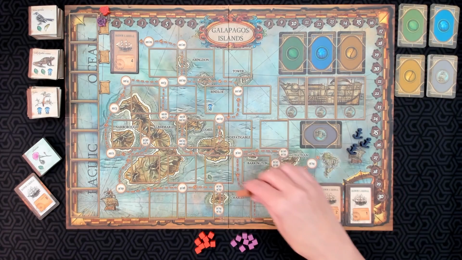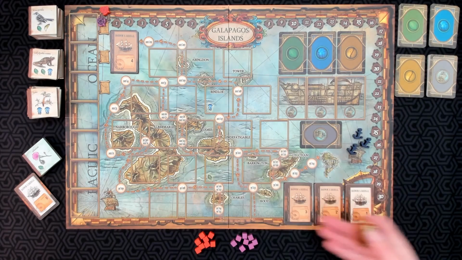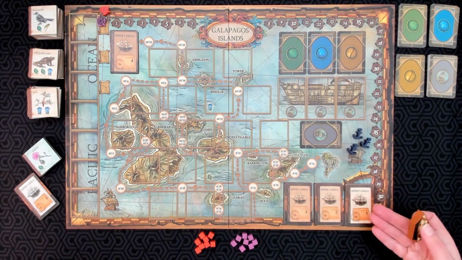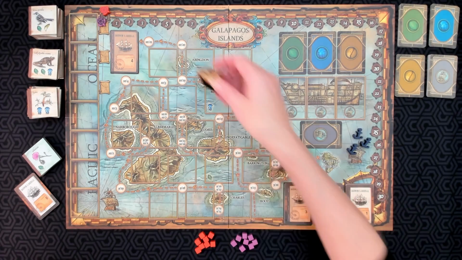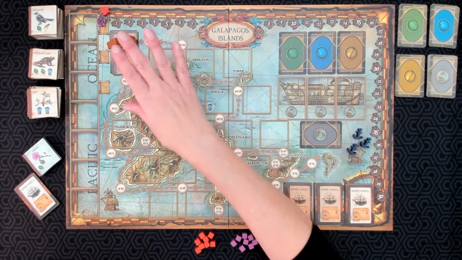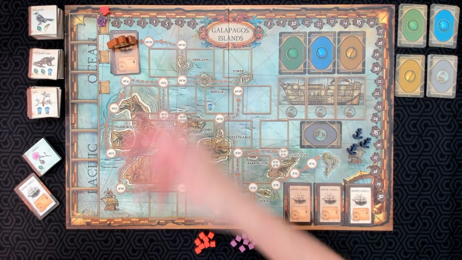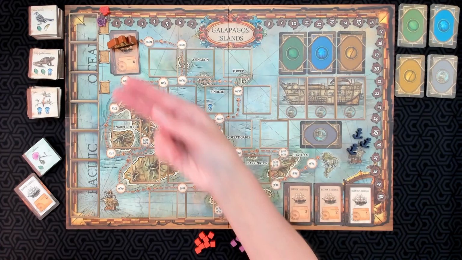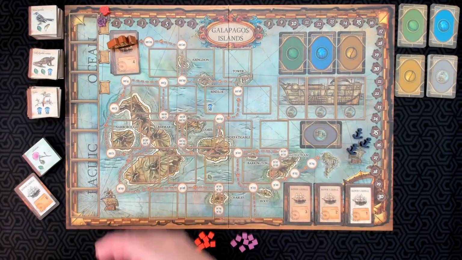As the Beagle goes through the islands, points will be earned by fulfilling objectives. We'll see what those are in just a minute. And then when the Beagle gets all the way to the end, that will signal the end of the game. The game ends immediately when the Beagle arrives at the end of the journey.